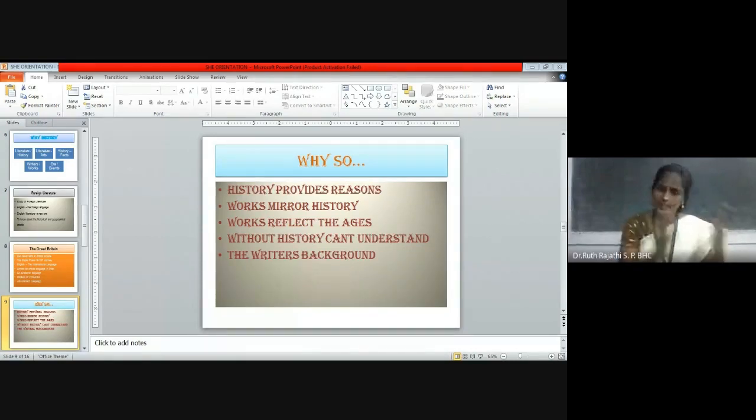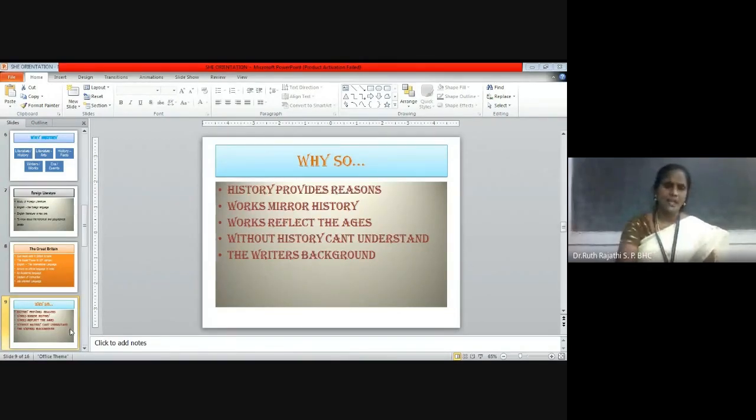Yeah, it's fine. But as a literature student, you should take one step ahead. It's not simply reading a poem or a prose or a novel and talking about the merits and demerits of that, but it's a matter of understanding the multi-dimensional view of that particular piece. So that's why knowing the history of England is very important for you.